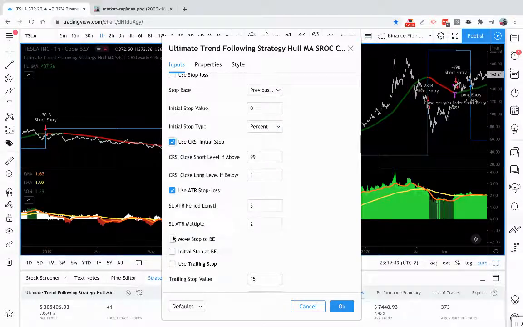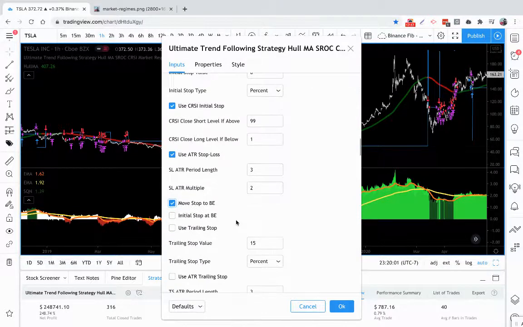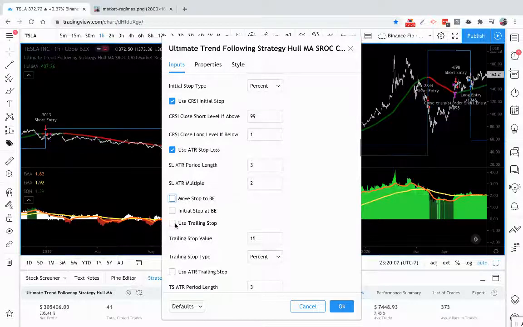If you want to move your stop loss to break even as soon as your trade gets in profit, you can do that by clicking move stop to break even. You'll want to definitely test that out, see how that works for you. Sometimes it works great, sometimes it doesn't. Depends on what you're trading and what time frame. If you want to use a trailing stop, you can do that.